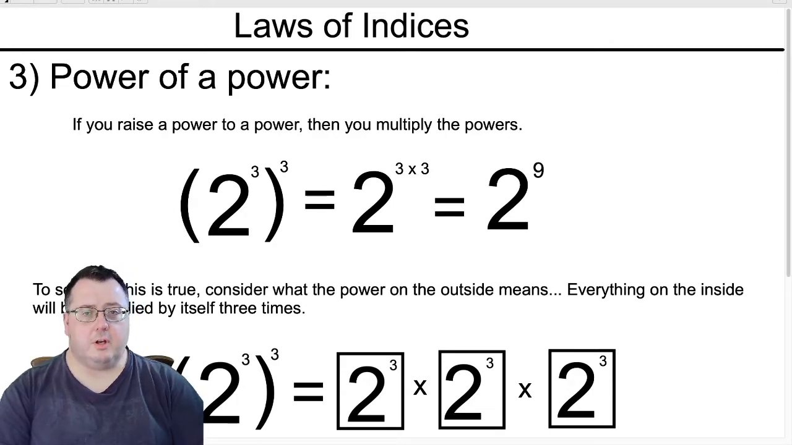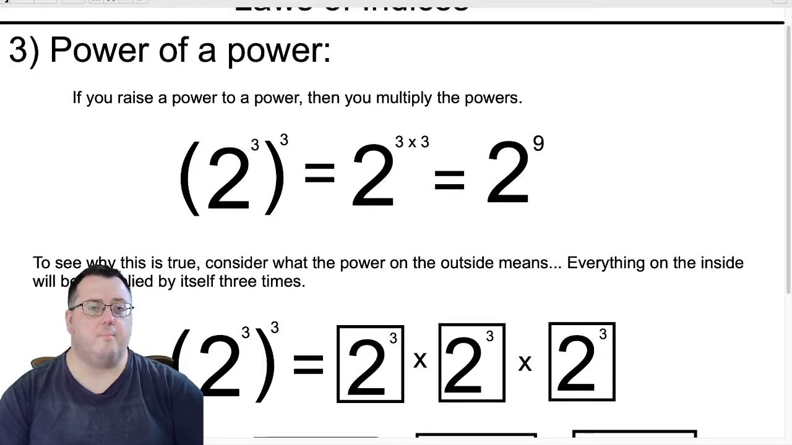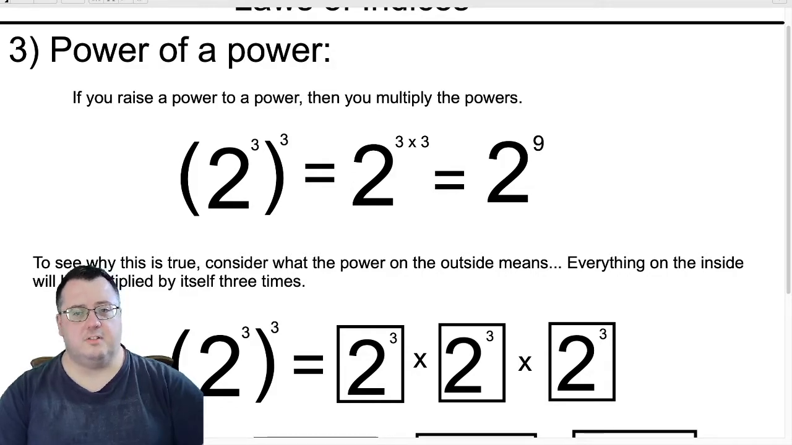Hello everyone, we're going to look at the power of a power law, or the third law of indices today. And it's a simple one. If you raise a power to a power, then you multiply the powers. So you should see an example here, 2 to the power 3 to the power 3. That's going to be 2 to the power 3 times 3, or 2 to the power 9.